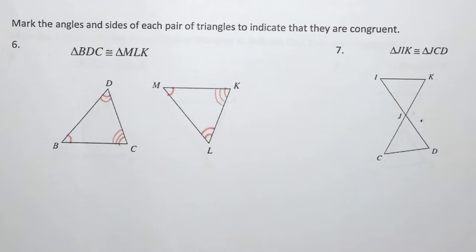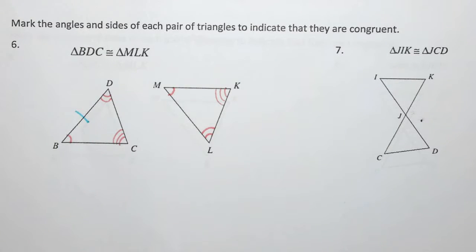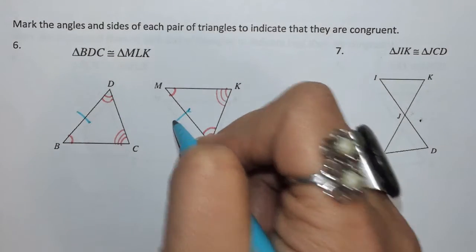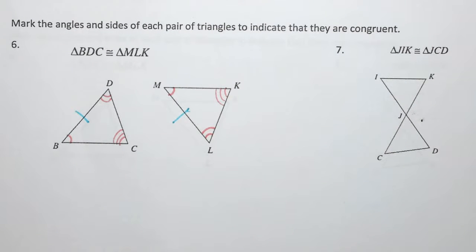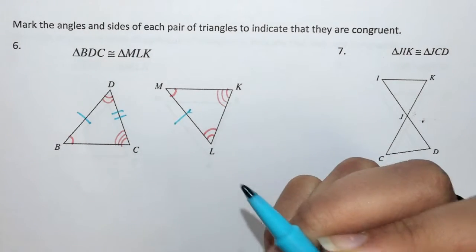Are you ready to put tickies? Yes. Does anybody need another moment? Okay. Are you ready now? Alright, so we're going to start with BD, and we're going to put one ticky. So if we have BD, what matches up with BD? ML. Put one ticky on that. Does everybody see why? Yes.